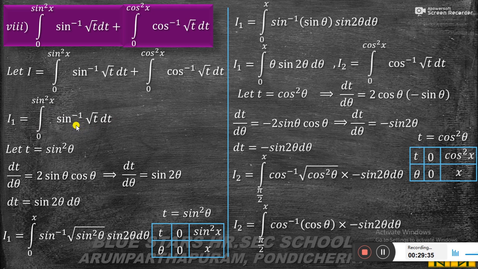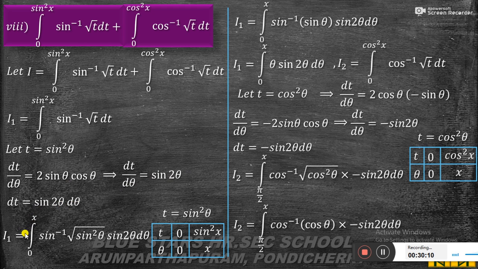So now I write it, that means I take t equal to sin square theta. So t equal to sin square theta means I differentiate with respect to theta on both sides. So dt by d theta equal to 2 sin theta, differentiation of sin means cos theta. Which implies dt by d theta equal to 2 sin theta cos theta, that means sin 2 theta. So the next step, now I cross multiply the d theta to the right hand side. So dt equal to sin 2 theta d theta.